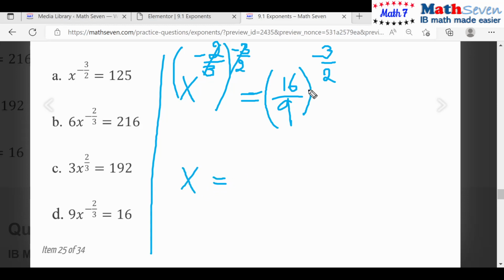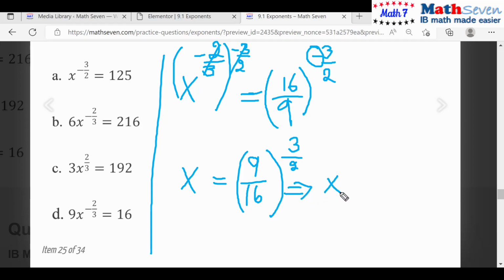Now, let's change what's inside the bracket. Oh, actually, let's flip it because we have a negative sign. So this will become 9 over 16 to the power of 3 over 2. Now let's write 9 and 16 as powers of 2. That means, look what's going to happen. X equals 3 squared over 4 squared, you can do it like this, all to the power of 3 over 2.